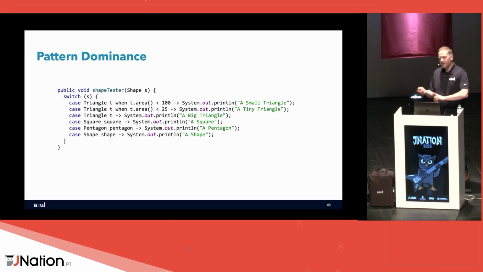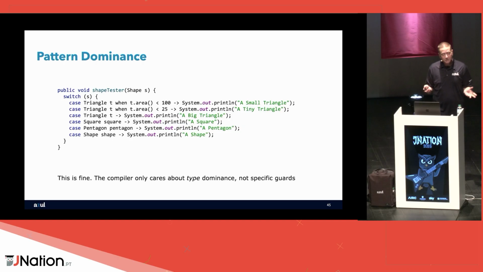What about this? If we have two guards where we say case triangle t when t.area is less than 100, and then we'll have another one which is case triangle t when t.area is less than 25. Well, anything that's less than 25 is also going to be less than 100, isn't it? So you kind of think to yourself, what happens here? Well, actually, this is fine. The compiler only cares about type dominance. It doesn't care about specific guards.